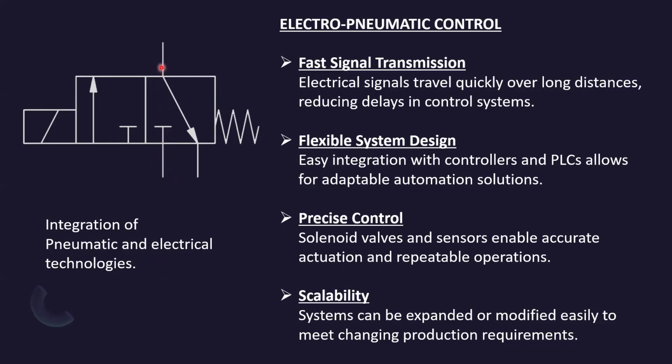This is the output, which would be port 2, and port 3 would be an exhaust. And remember, port 4, if there were more than 3 ports, would be the extra supply air, and port 5 would be the extra exhaust. So remember, we should all know what this one is.